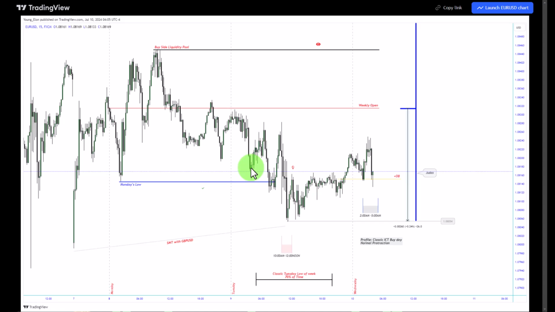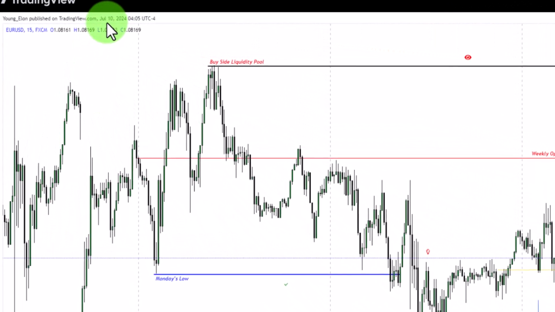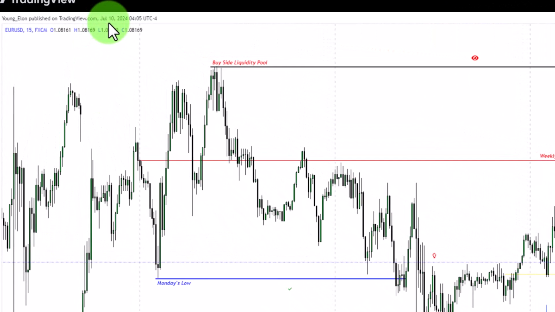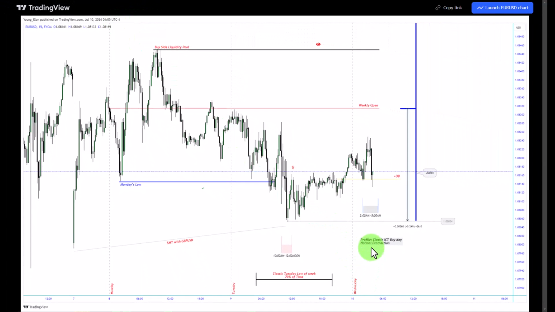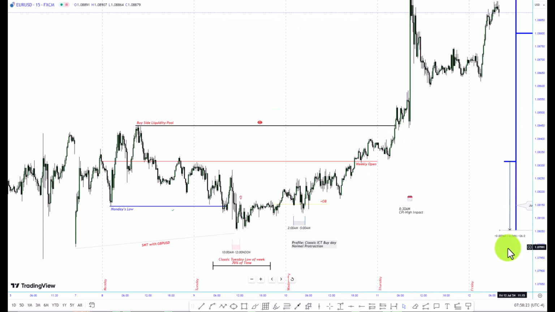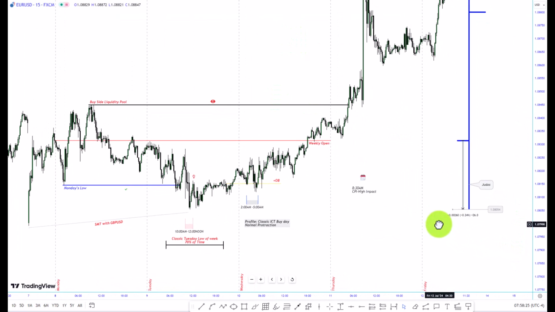So you can see the time stamp: July 10th, 2024, 4:05 a.m. New York time. So this was on Wednesday, 10th of July. So let us see what the market had for us, and I'll be able to offer an even deeper explanation at that particular point. Now this is the aftermath.